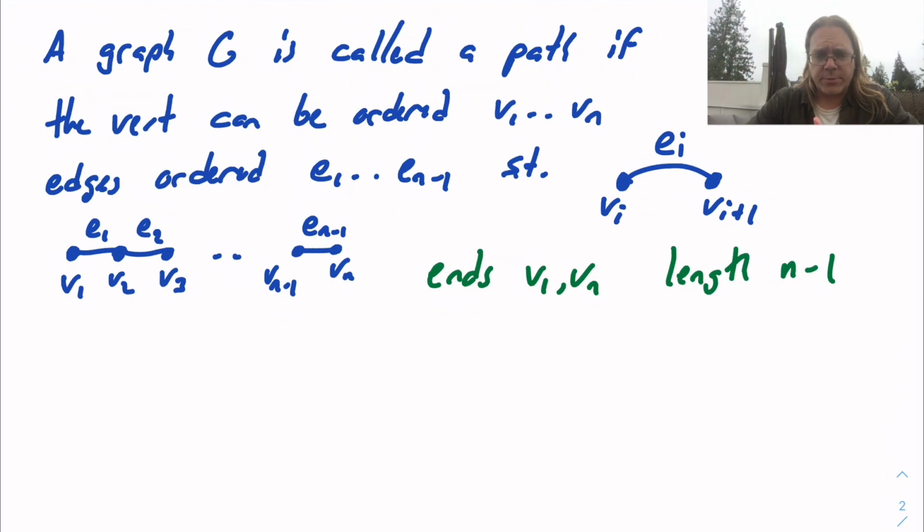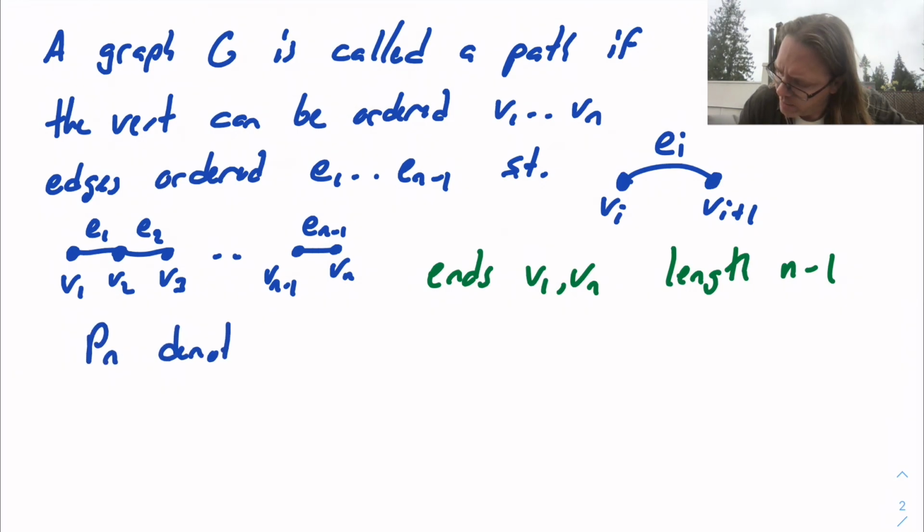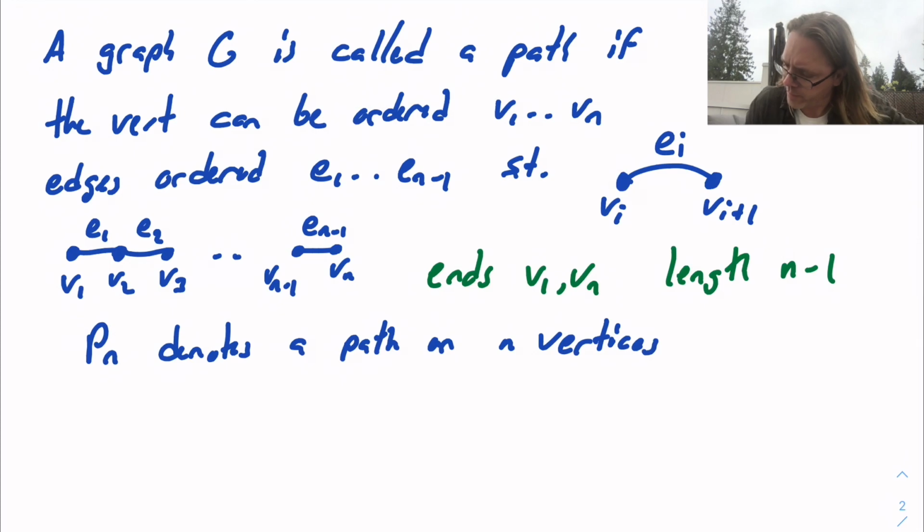Right, and as we did with complete graphs, I'm going to let Pn denote a path on n vertices. So Pn denotes a path on n vertices. And so here we go.